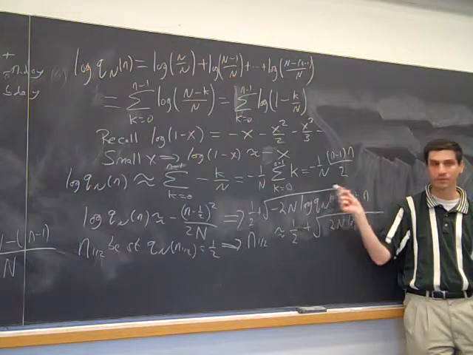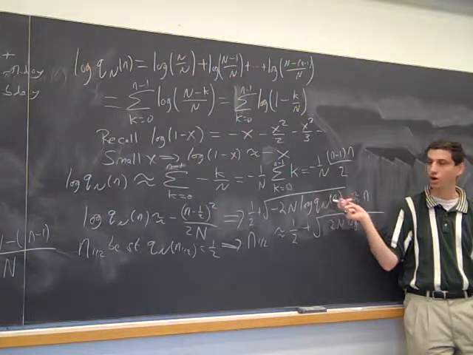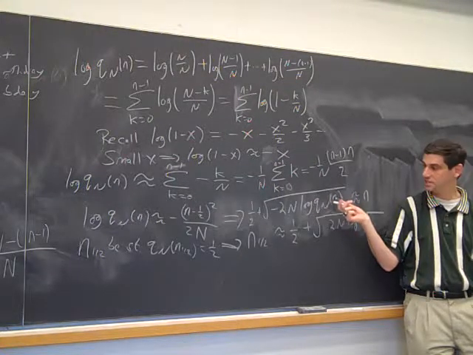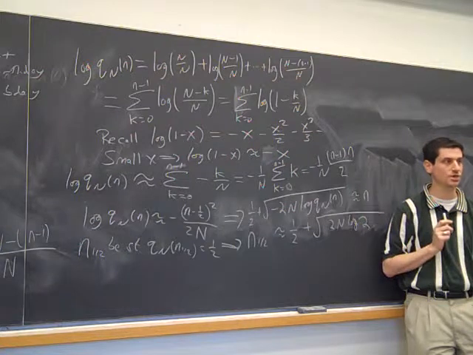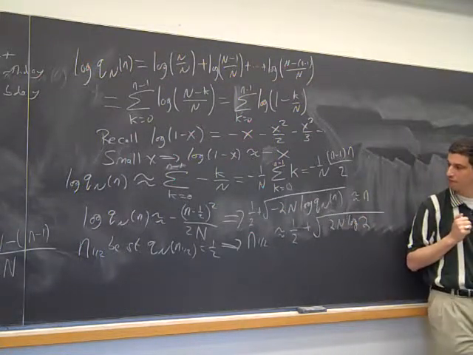Why? This is a probability. Probabilities are between 0 and 1. So this is going to be the log of a number less than 1. It's going to be a negative number. So since it's a negative number, negative times negative is positive. So it tells you that the answer is going to be roughly 1/2 plus the square root of 2N log 2.